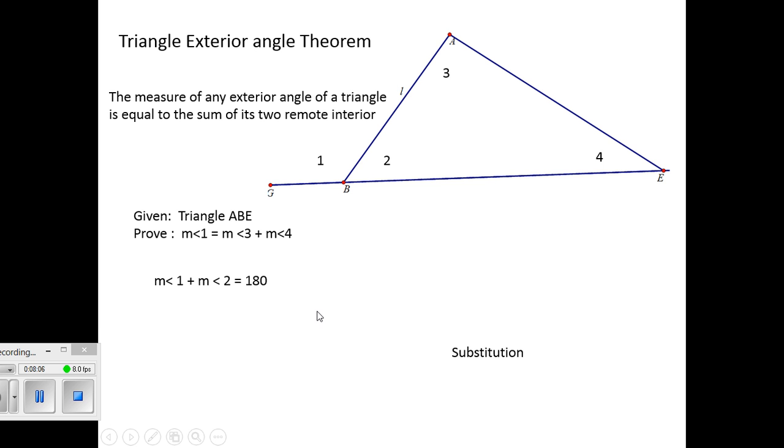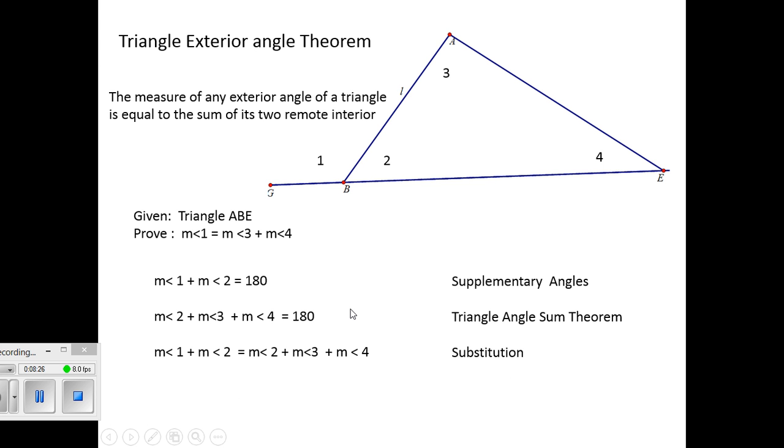So, do we know that angles 1 and 2 are supplementary? Yes. They're a linear pair, and linear pairs are always supplementary. Do we know that angles 2 plus 3 plus 4 equals 180? Yes, we do, because it's a triangle, and the triangle angle sum is 180 degrees. So the sum of 1 and 2 is 180, and the sum of 2, 3, and 4 is 180. Those two are set equal.